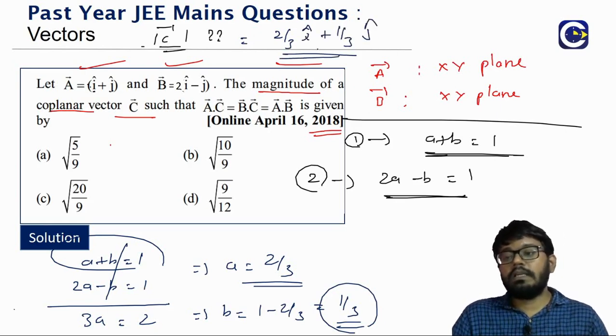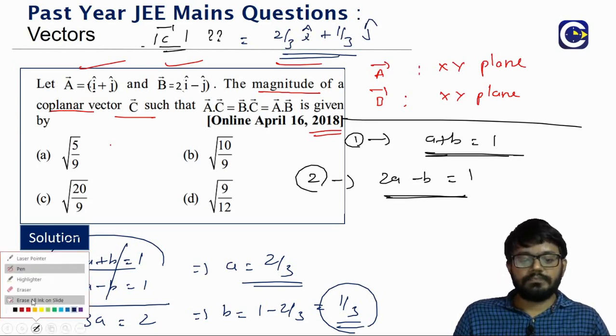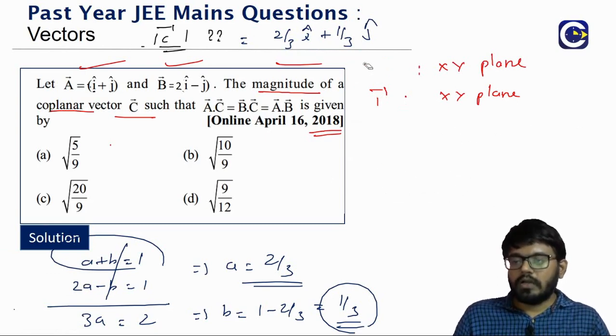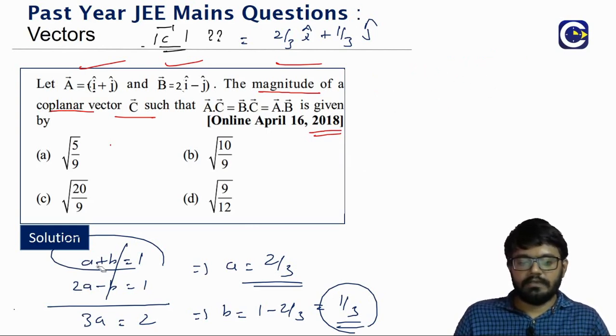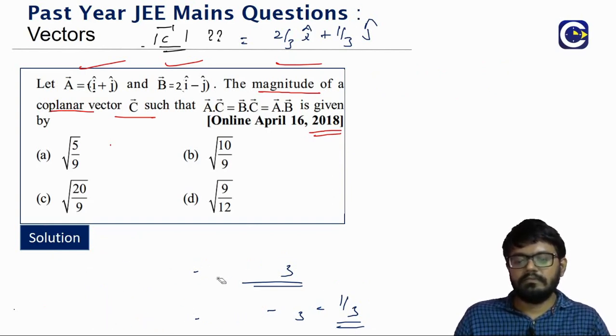But in the question, they are asking for the magnitude of the C vector. How do you find the C vector magnitude? It is the root of the I component square plus the J component square, because there are only I and J components. That is it. Just do that, and we will get the answer to the question.